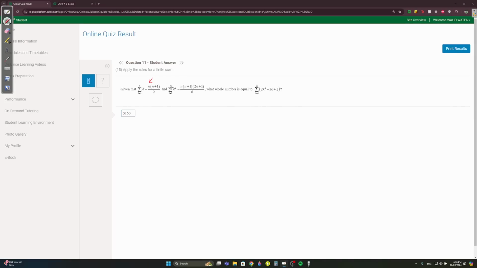Okay, we can do this. Given that sigma k is n times n plus 1 over 2, sigma k squared is n times n plus 1 times 2n plus 1 over 6. So here they give the rules. What number is equal to this? This is equal to sigma 2k squared, separate them, minus sigma 3k plus sigma 2 up until 20, صح? Take the 2 out, 2 sigma k squared, minus, take the 3 out, sigma k, plus sigma 2, 20 times. Sigma k squared, they have the rule here, so it's 20, 21, 41 over 6. Divide this and this, you get 10.